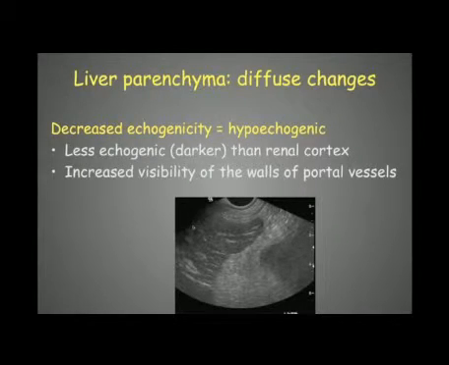Then we can also have diffuse changes, a diffuse decreased echogenicity of the liver parenchyma. So it will be less echogenic, darker than the renal cortex. And we will have what we call increased visibility of the wall of the portal vessels that we can see here. For example, all those portal vessels are definitely much more visible than normal. And here the edges of the liver are a bit rounded, but definitely this liver is decreased in echogenicity.